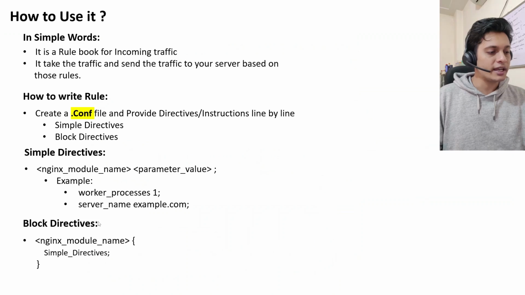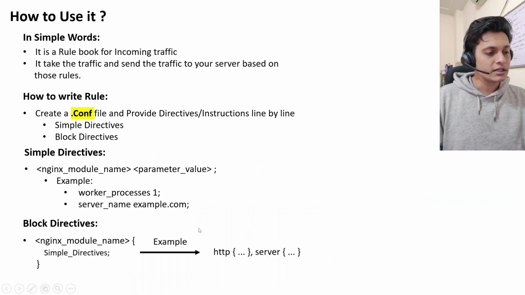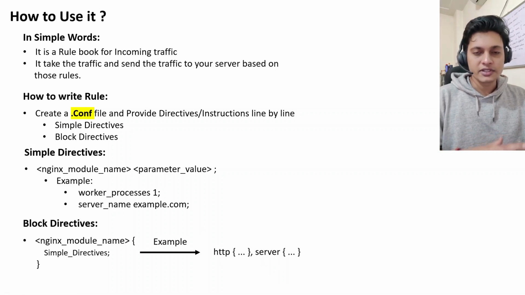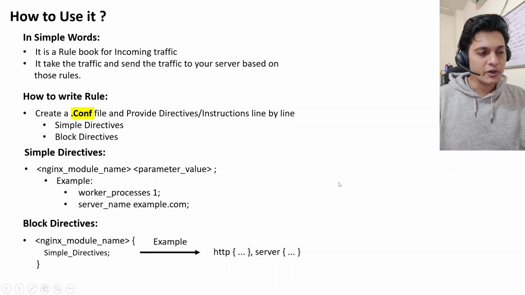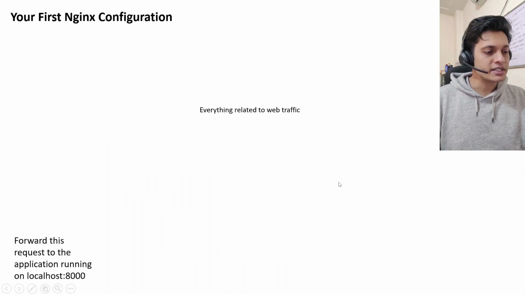So for the block directives, the examples are like HTTP and server. But the thing is, the keywords which I have shown you here and in the document, how am I going to use them? Okay, so first of all, I'm going to show you the first Nginx file.